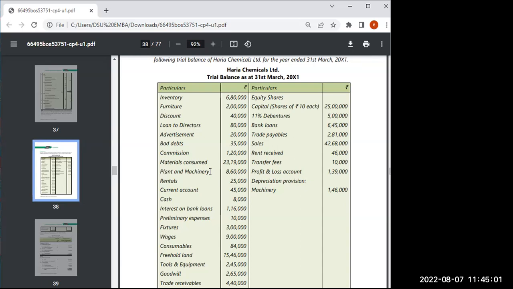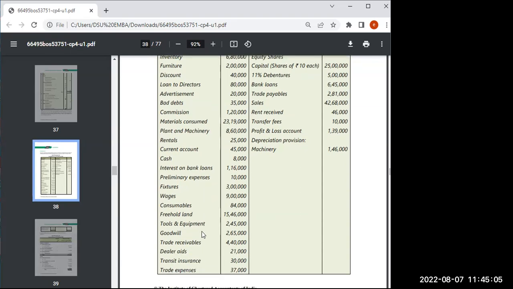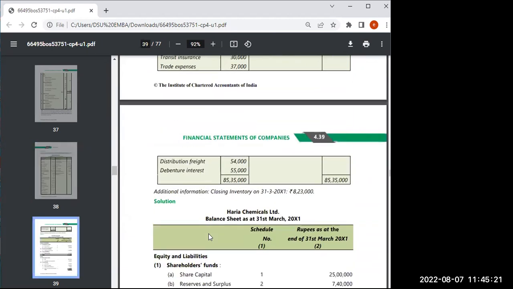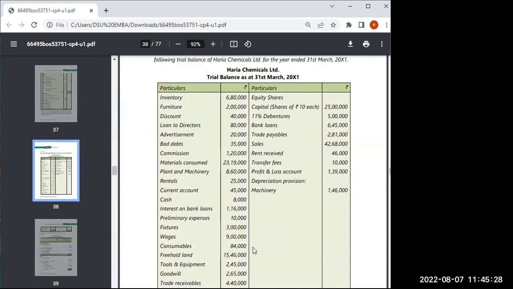And then current account, cash, interest on bank loan, preliminary expense, fixtures, wages, consumables, freehold land, tools and equipment, goodwill, trade receivables, dealer aids, transit insurance, trade expenses, distribution, freight, debenture interest. So these are all the debit side items.